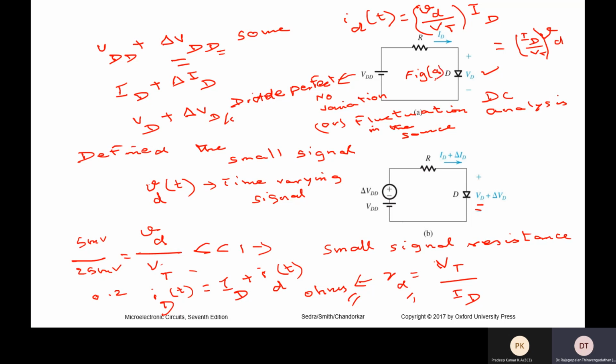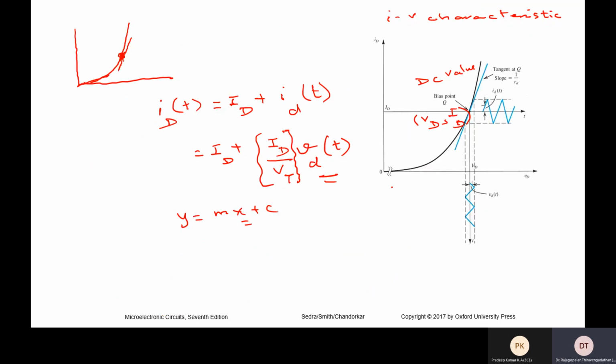Figure A here is a completely steady state. But with the presence of the small signal, you are going to get this kind of equation, right? With the slope m equal to ID by Vt, which is measured in mhos, the small signal conductance.